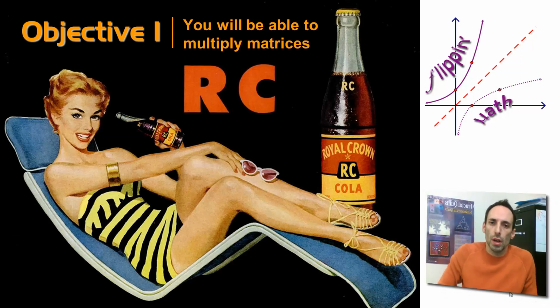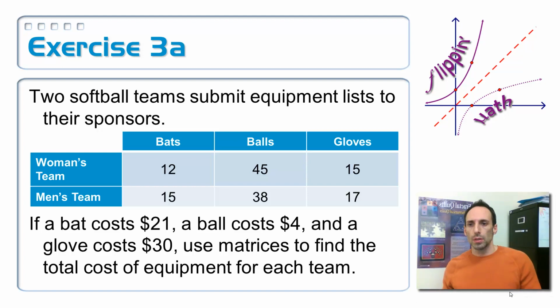Okay, so we just multiplied some matrices for the first time and saw that it's really weird. And so I think that this example here, this application one, will show you why it's defined the way that it is. Okay, so two softball teams submit equipment lists to their sponsors. You got a women's team, you got a men's team, and they need bats, they need balls, they need gloves. That makes sense. That's what softball teams need.